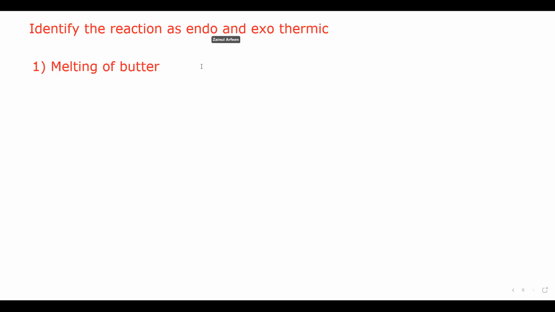Melting of the butter. Melting of butter means the butter is in a solid state and it turns into a liquid. A solid is turning into a liquid. So when a solid turns into a liquid, how can the solid be turned into a liquid? By absorbing the energy.